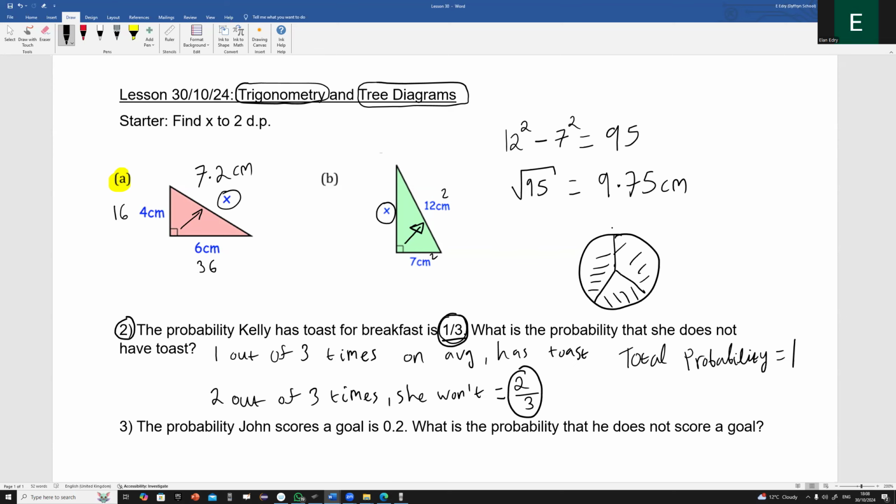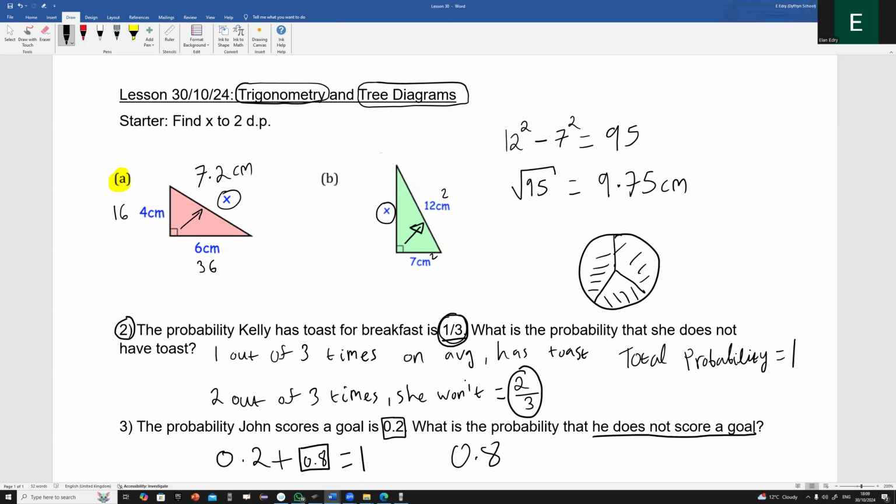Brilliant. Now, the second one is a decimal, but it's the same idea. The probability that John scores a goal is 0.2. What is the probability that he does not score a goal? So again, the probabilities need to add up to 1 whole. 0.2 is the chance he does score a goal. If I add the probability that he doesn't score a goal, I need to get an answer of 1 whole. So what would need to go in the box to make that work? 0.8, fantastic, right? So what we do is we take away from 1 to get the missing probability. So that's 0.8.